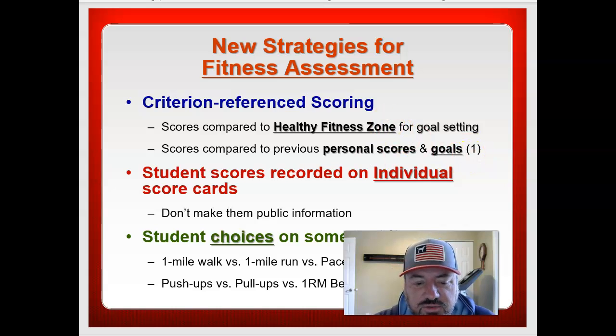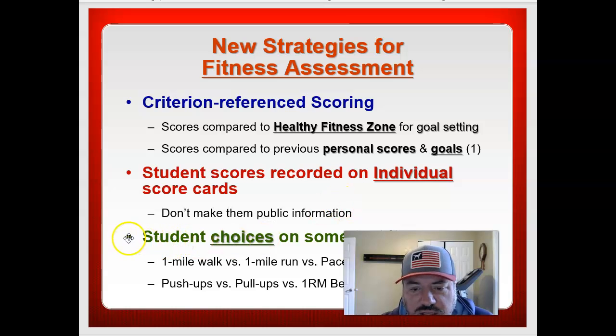So norm referenced, remember, is comparing to other student scores, where criterion referenced is comparing to a zone or a target area that in these tests we can look for them being healthy. Student scores are recorded on individual scorecards, and you can keep these scorecards as the teacher to use in your grading or in your planning, but you really don't want to make them public information. Unless somebody meets all the healthy fitness zone scores, you could provide them with an award or put their name on a list that they've scored in every category in the healthy fitness zone.